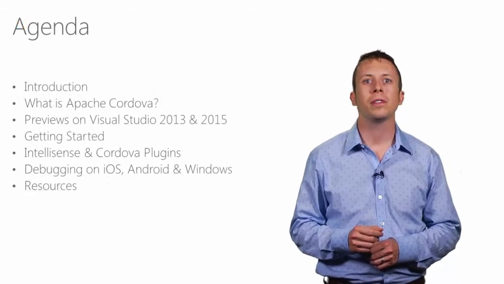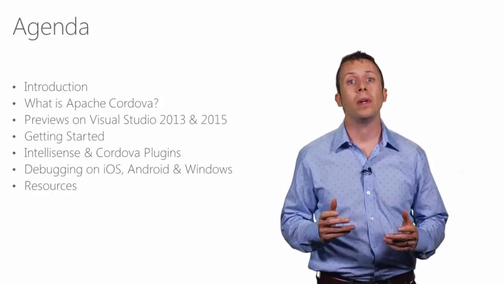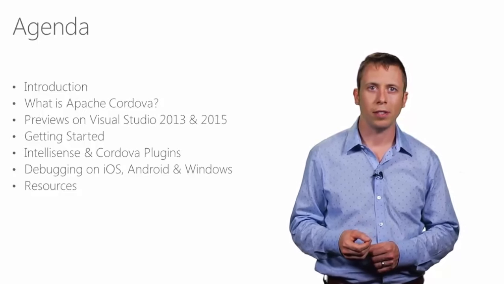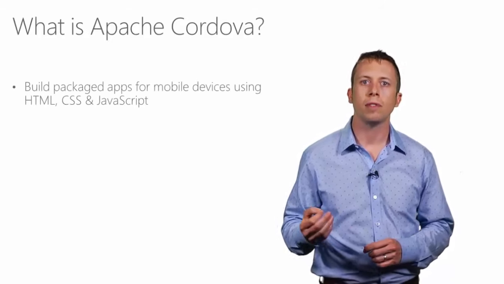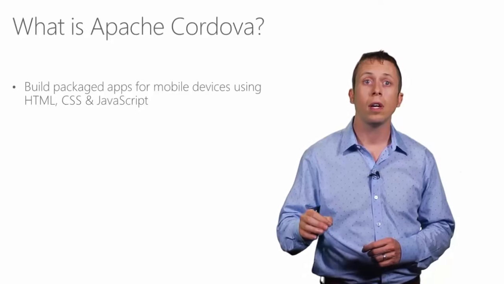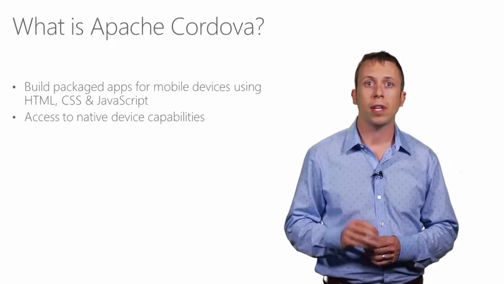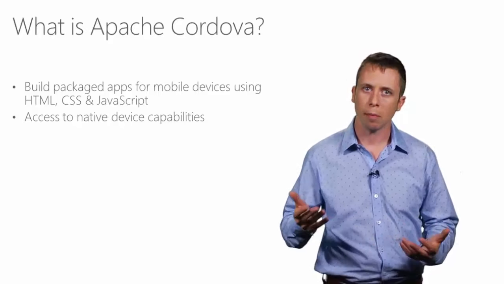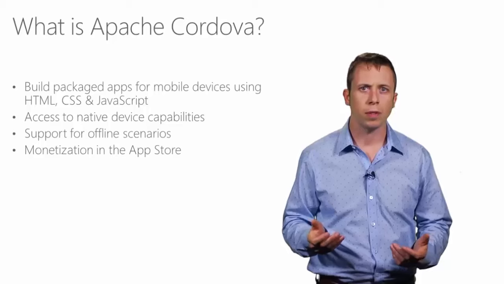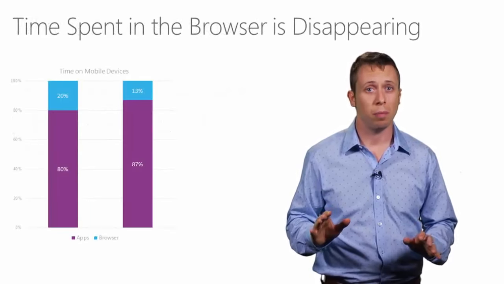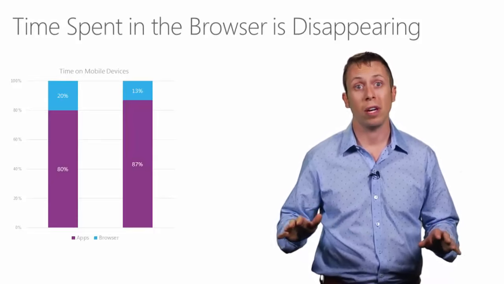Today, I want to share some of the new features available in this release, features introduced specifically to help developers like you build mobile apps for iOS, Android, and Windows using web technologies. Now, if you're not already familiar with Apache Cordova, it's an open source framework that enables developers to build packaged apps for mobile devices using HTML, CSS, and JavaScript. And unlike web apps, packaged apps give you access to native device capabilities like the camera or file system, support for offline scenarios, and the opportunity for monetization in the app stores. They also solve an important discoverability problem as more and more consumers choose to engage with apps on their mobile devices rather than the browser.